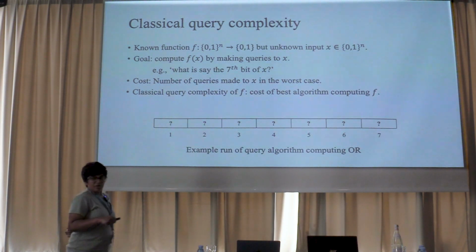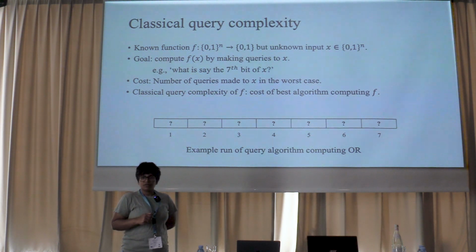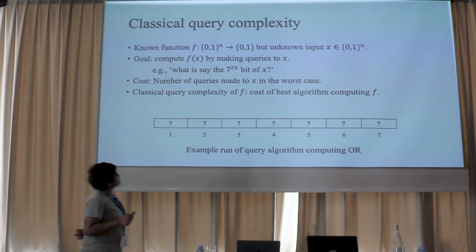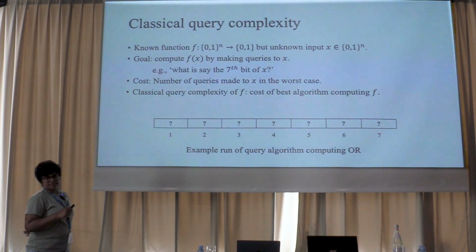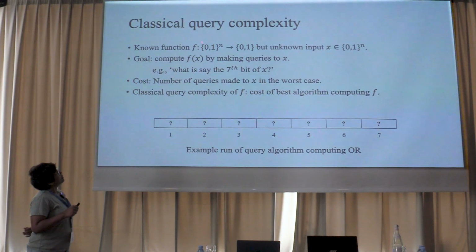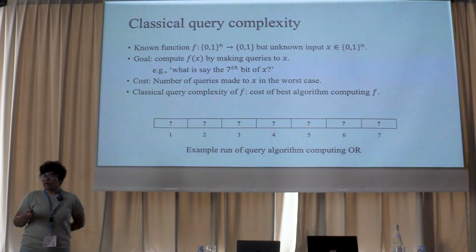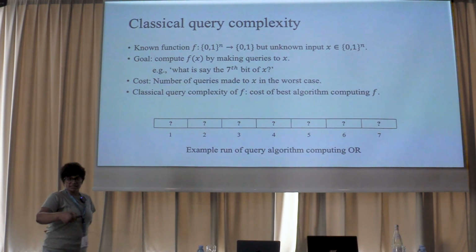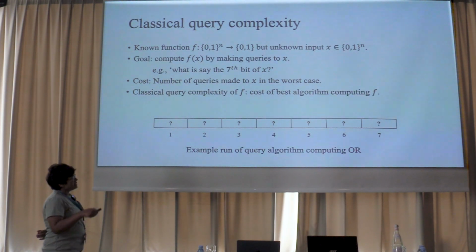Suppose I want to compute OR. Does everyone know the OR function? The OR function basically computes to 1 if there is at least one index i such that x_i is 1. If all the values here are 0, then OR on that is 0. Or just ask, does there exist an index i such that x_i is 1? That's all, okay? So now how do I compute classically?